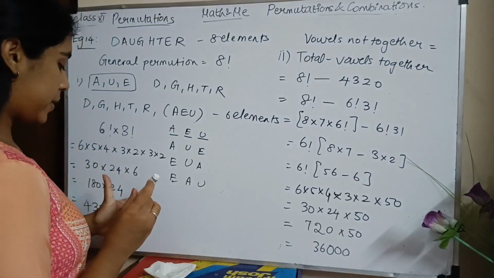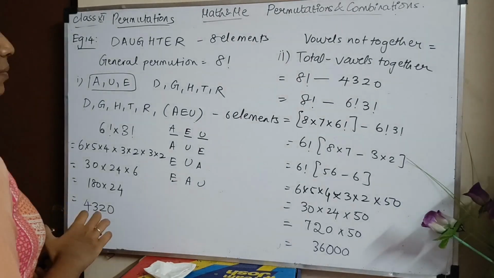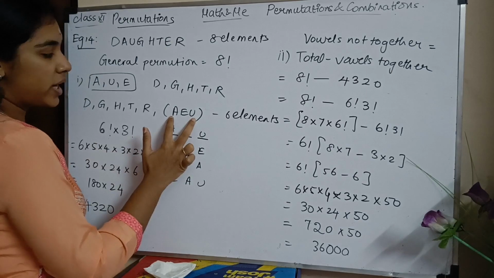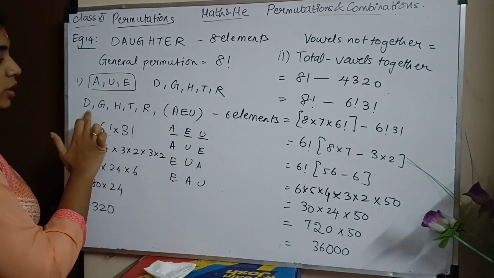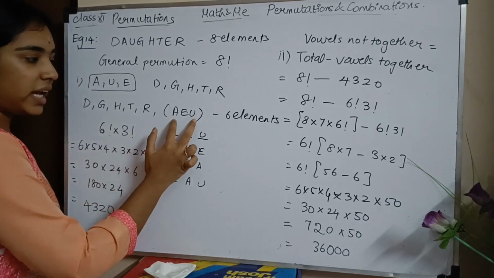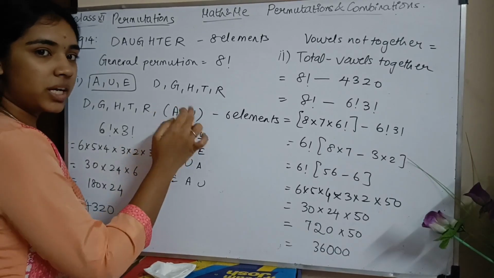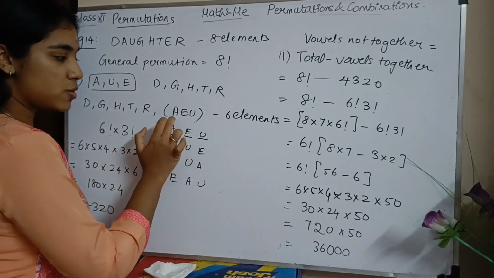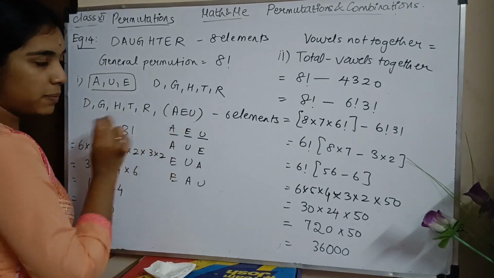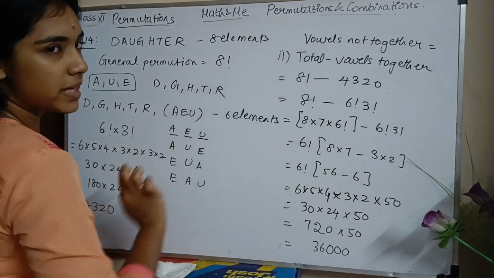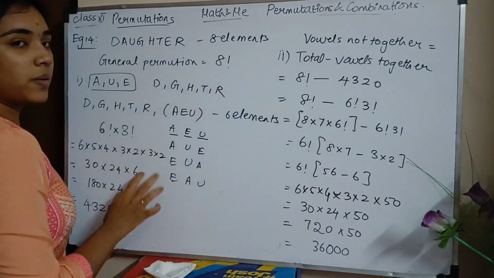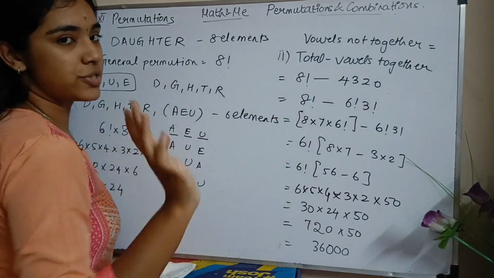So I have so many different ways of representing. Okay. So when I want my vowels together, treat them as one letter or one element. So if this is one element, how many elements in total do I have? 1, 2, 3, 4, 5, 6 elements. So 6 factorial ways. Now A, E, U itself can be permuted in 3 factorial ways because I have 3 elements, 1, 2, 3 inside this. So 6 factorial times 3 factorial when the vowels are placed together. When vowels are not placed together, total permutation is 8 factorial. Total minus when vowels are placed together is vowels not placed together.